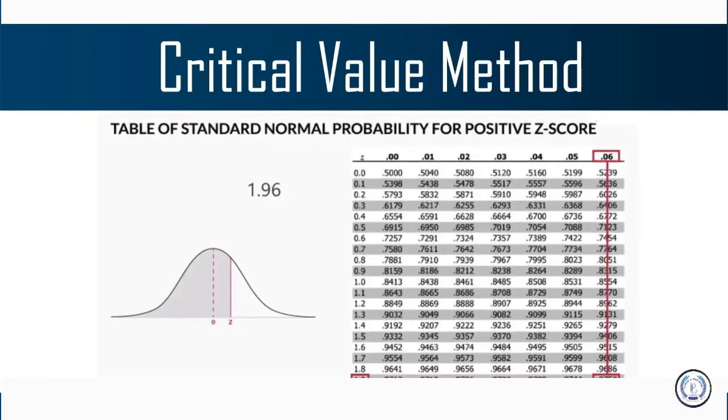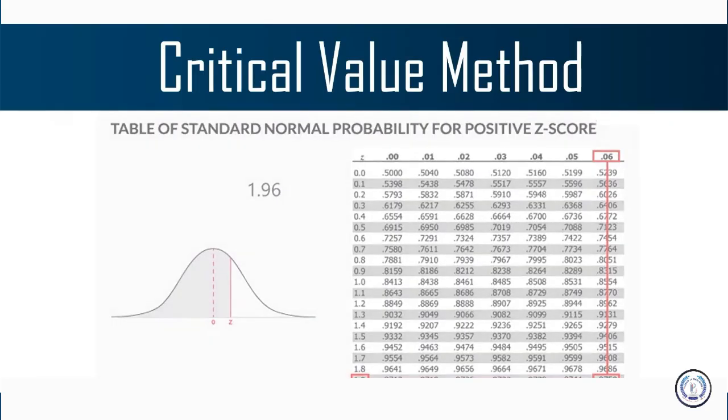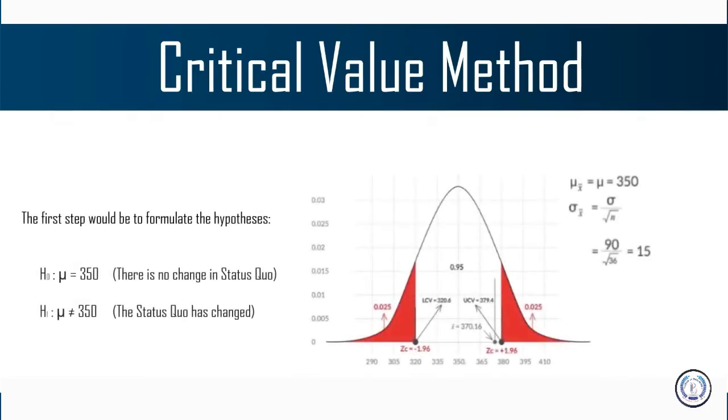If you see horizontally and vertically, for 0.9750, horizontally it is 1.9 and vertically it is 0.06. So if you add, it comes out to be 1.96. Then you calculate the upper critical value and lower critical value from the value of ZC. You can calculate that through this formula: critical value equals mu plus Z score into the standard deviation of the sample. Okay. So you can see the upper critical value comes out to be 379.4, and the lower critical value comes out to be 320.6.